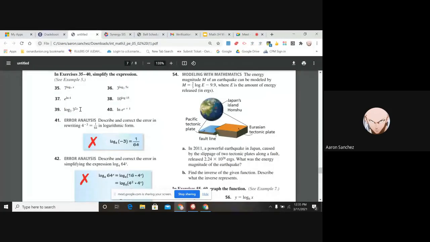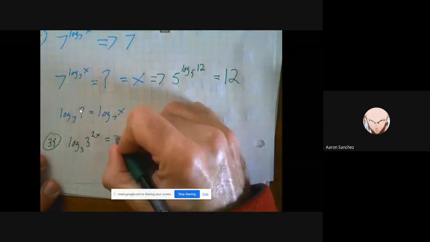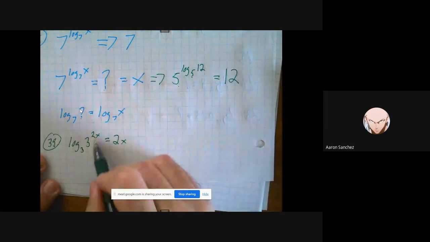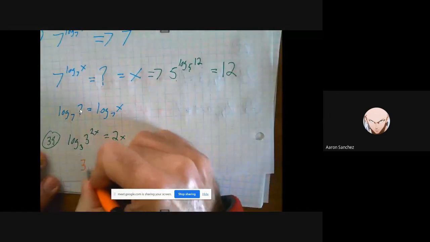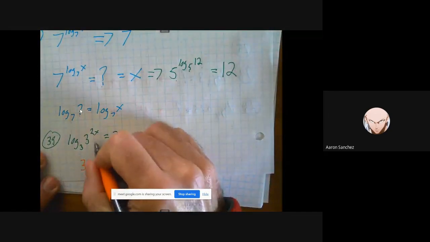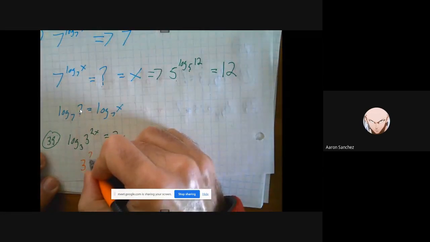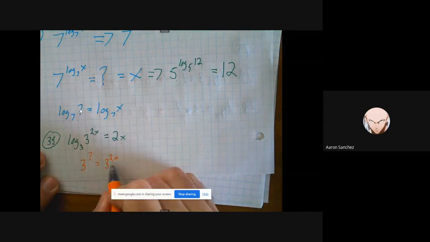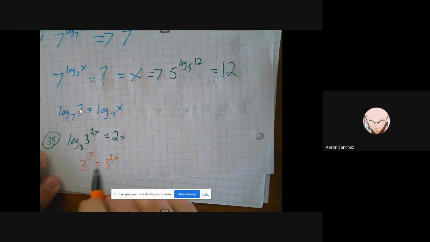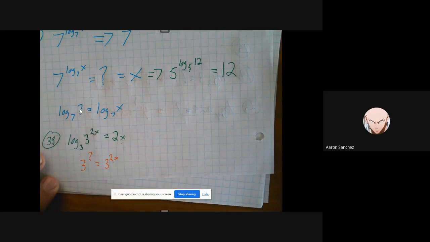So this is going to be equal to 2x. 3 raised to the 2x equals 2x. The exponent is going to be the same. And if we wrote it in exponential form, it would look like this: 3 to the question mark, which I don't know what it is, equals 3 to the 2x. Well, we said this has to be 2x in order for that to be 2x, so that's what we do. Anyway, that's 39. The answer is 2x.